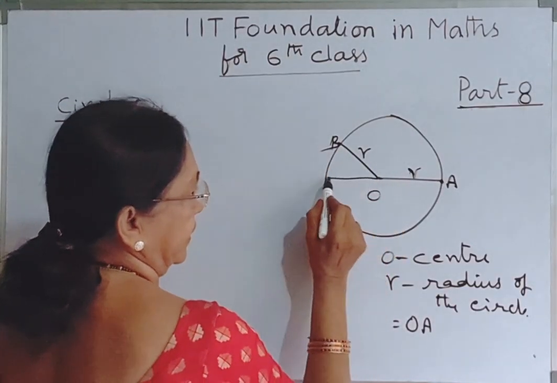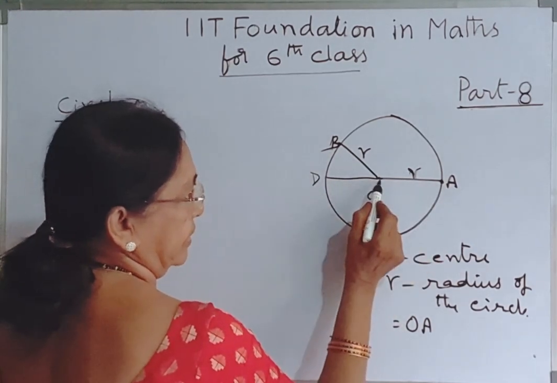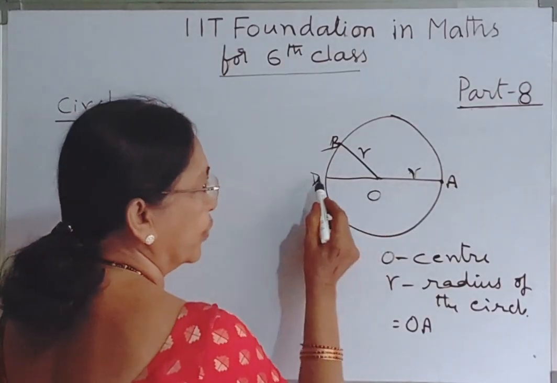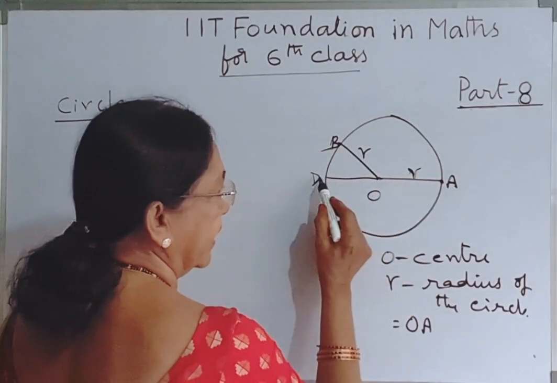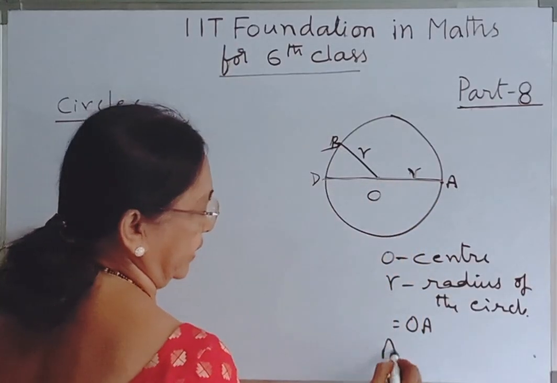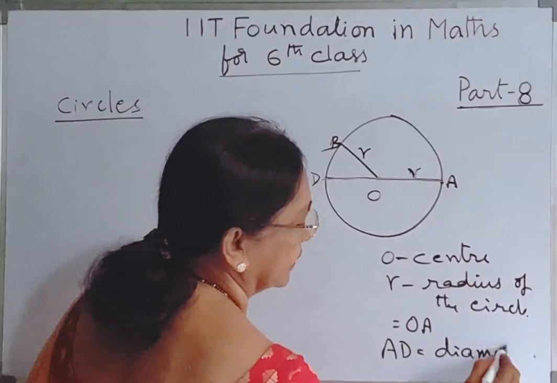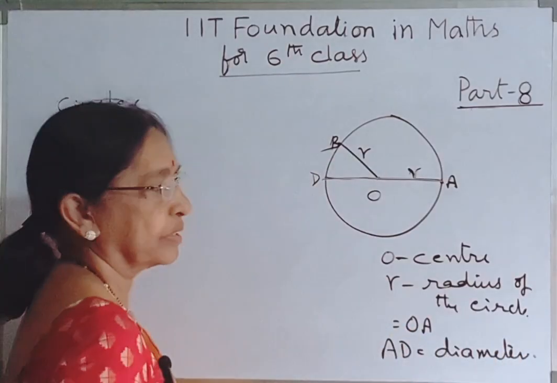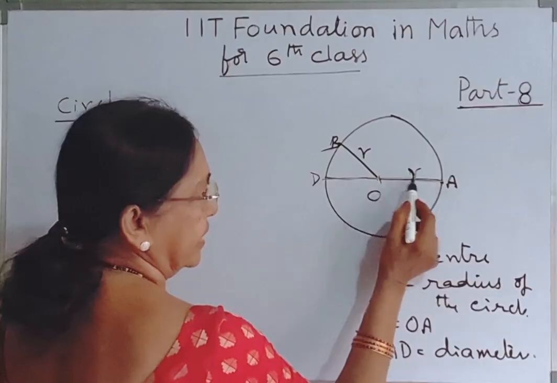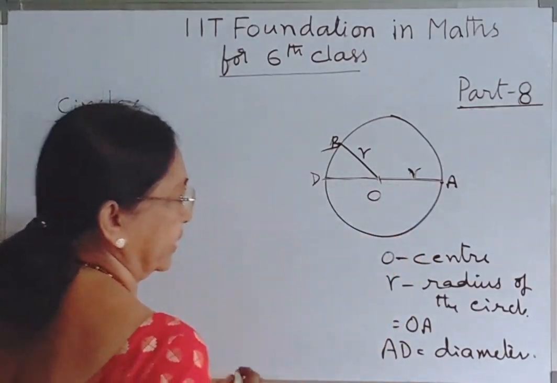Next, OB is also a radius and OD is also a radius. AD is called the diameter of the circle. So OA and OD are the straight lines on either side. So AD is a diameter.